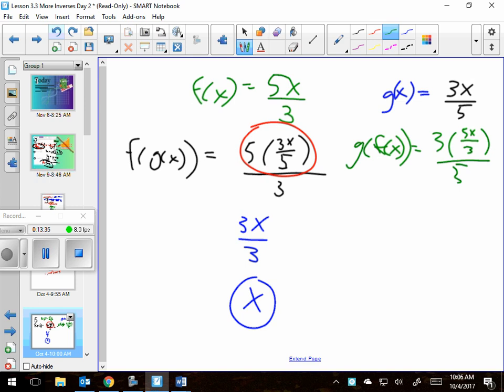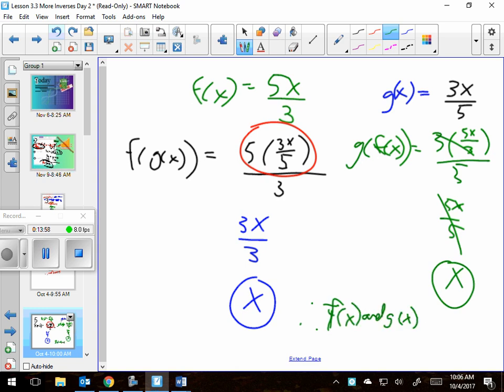Man, that feels a lot alike, but I guess it is a lot alike because they're both fraction functions there. So that cancels that, and now I have 5x over 5. And yeah, it is different, but it's still going to cancel, and I get x. Yay. And therefore, I guess I could say f of x and g of x are inverses.